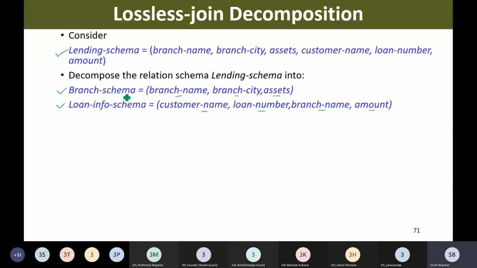Obviously, we have some common attribute in these two relations. What is the common attribute in these two relations? Branch name. Yes. So, branch name is the common attribute in these two schemas. And this is the way we have decomposed our original schema. Right?